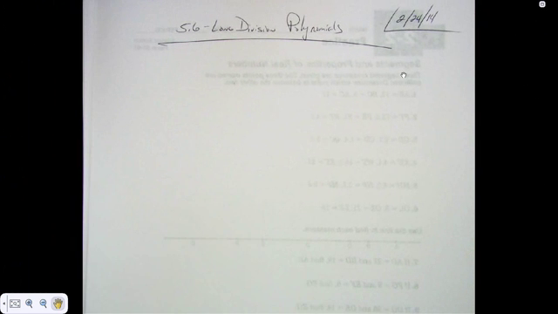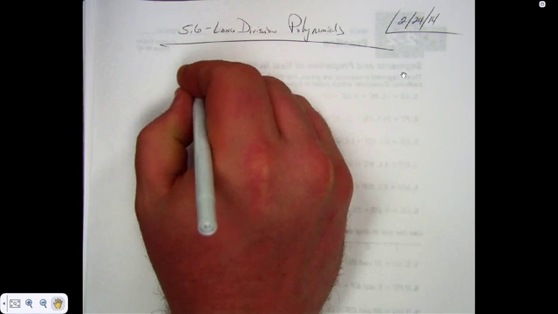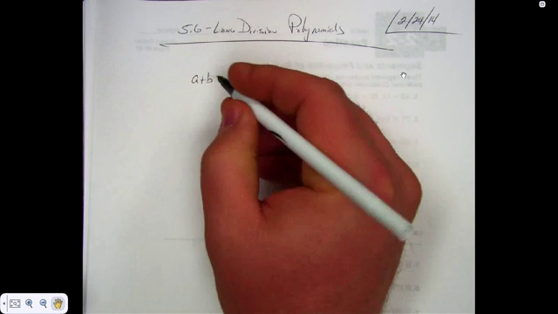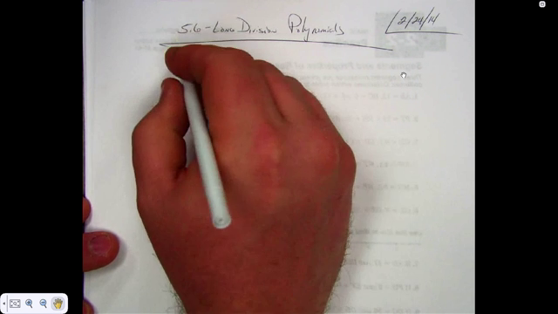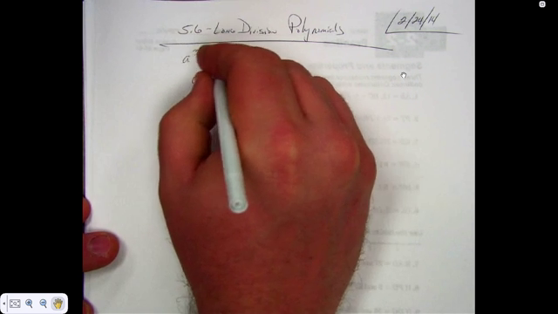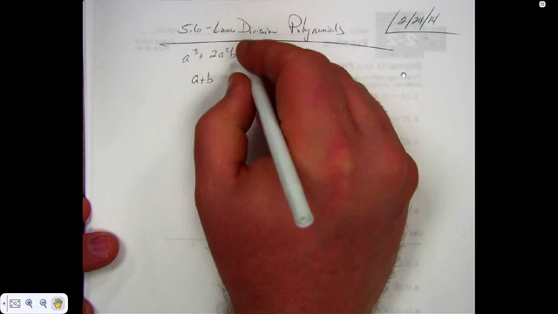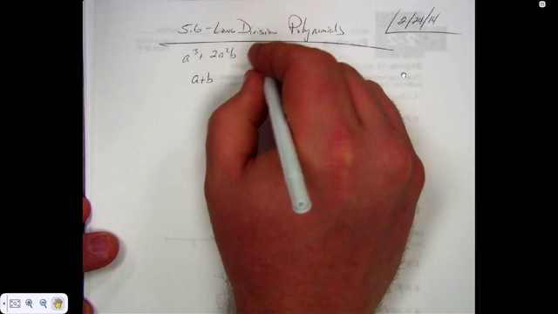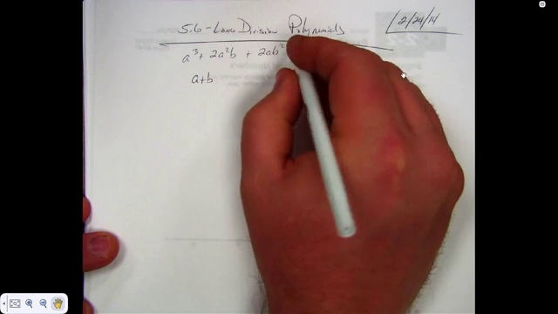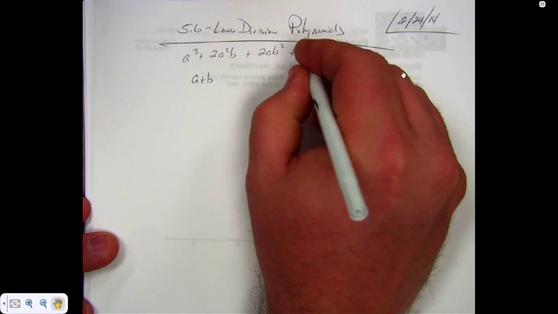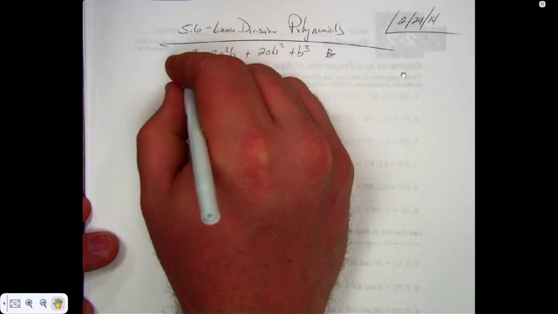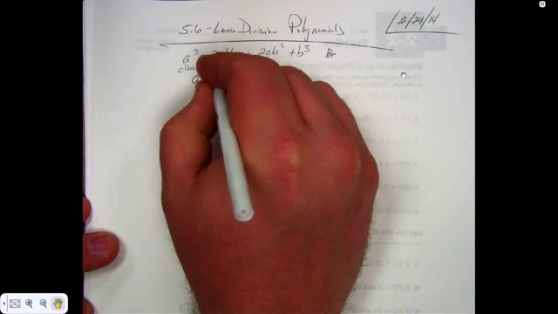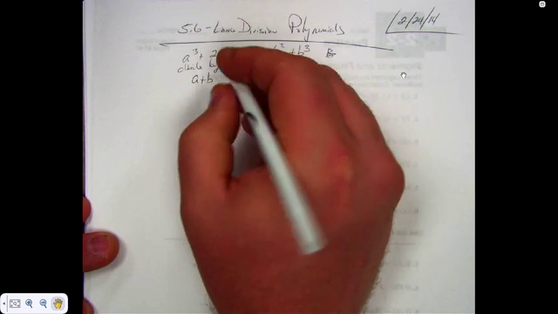Let's do an example. Let's start with the example from the book. I rarely do this, but this time I'm going to. They have a to the third plus 2a squared b plus 2ab squared plus b to the third, and they want you to divide by a plus b.